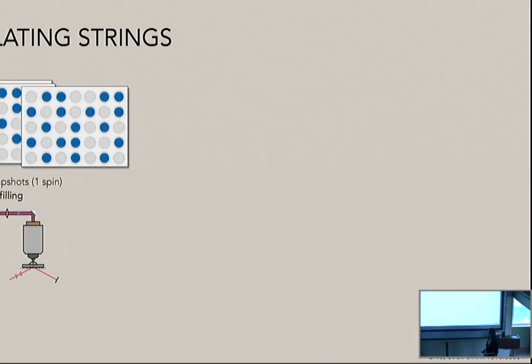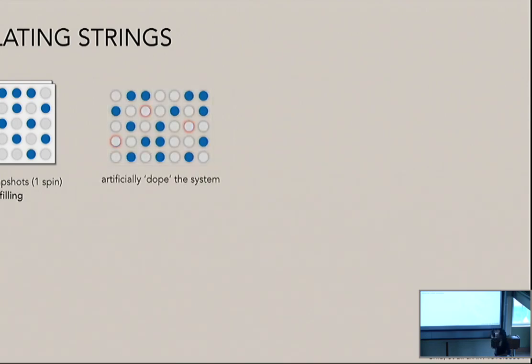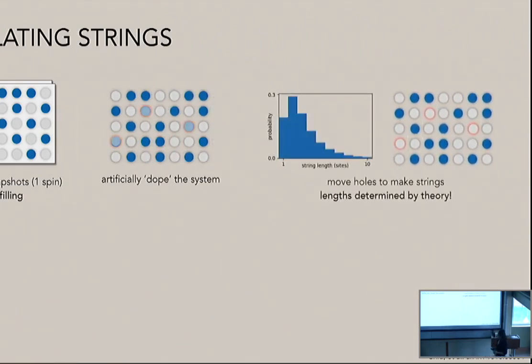And that works in the following way. Again, for each snapshot, we artificially dope the system. So we randomly place holes regardless of whether there was a particle or a hole measured on that site, and regardless of what sublattice it's on. So we dope to whatever level we want. And then we look at this string histogram, and we basically pull from the histogram to figure out what string lengths we are going to create with the holes that we've put in.